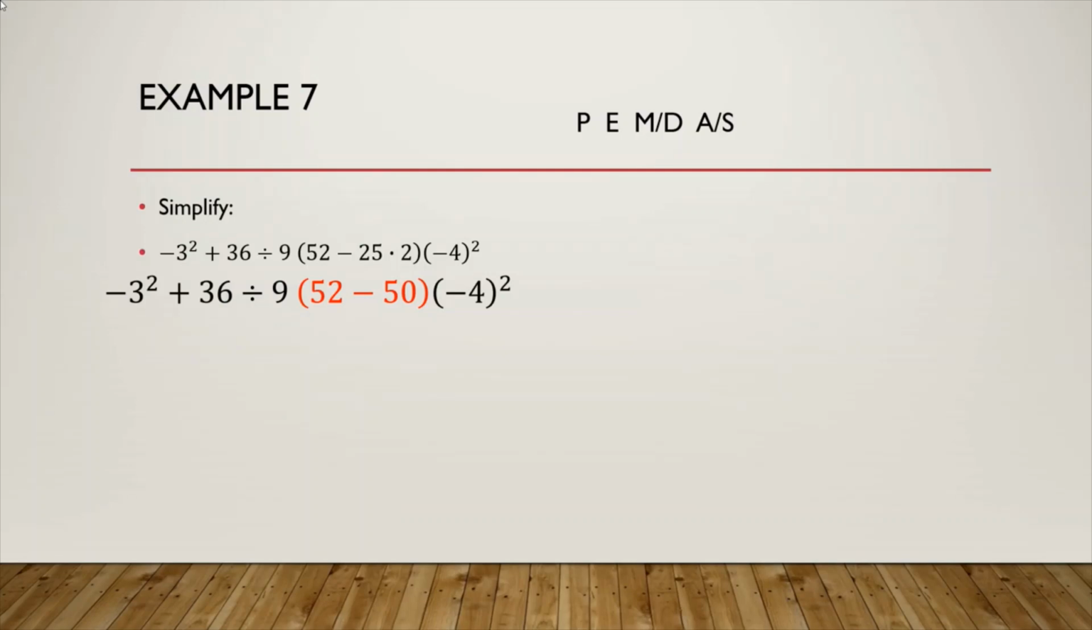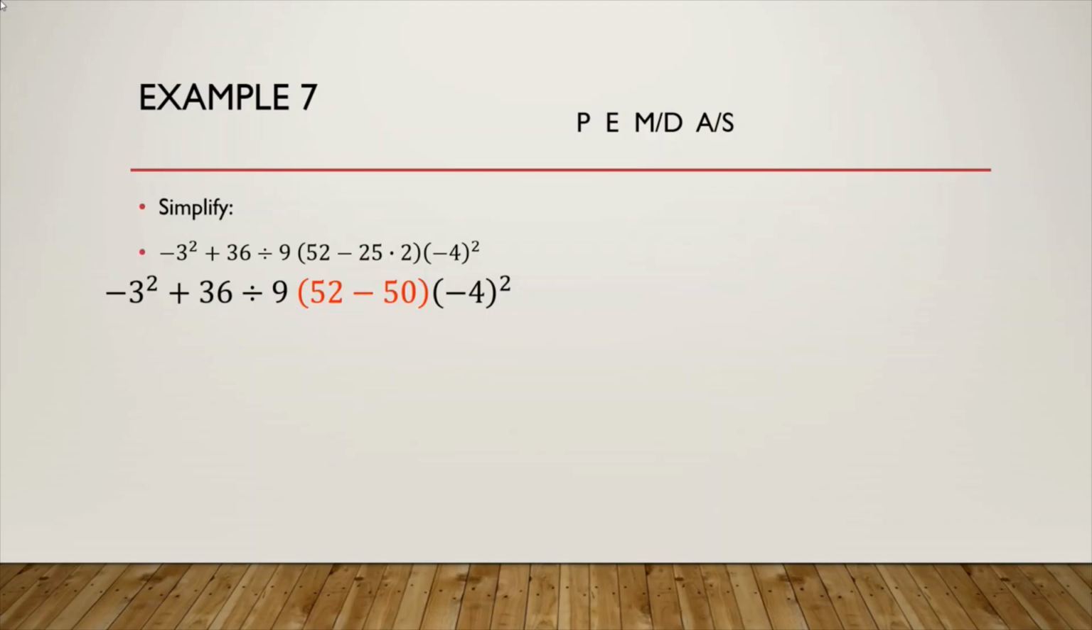All right, so notice what I did first. I'm doing the parentheses. Let me back up a little bit. So that's negative 3 squared plus 36 divided by 9, parentheses 52 minus 25 times 2, close parentheses, open parentheses, negative 4, close parentheses, squared. Now, with order of operations like this, also your calculator can do the work for you. But anyways, I'm going to show you how to do the order of operations, because you'll need to know it in some other places.